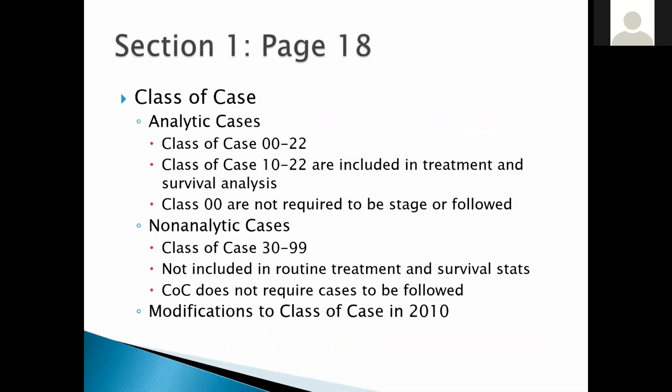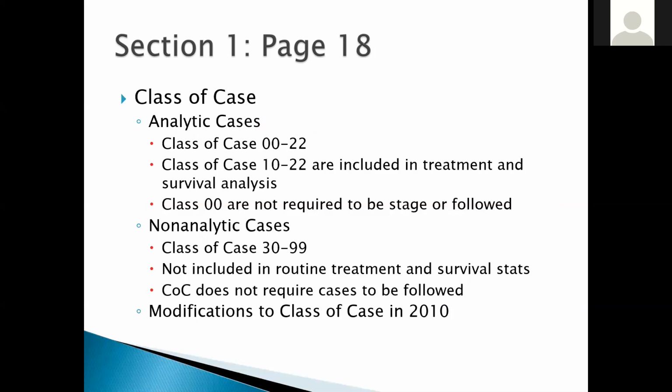Page 18 has additional clarifications about class of case that are not listed on the pages where the class of case data field definitions, codes, and explanations are given. So these rules may not make much sense to you right now. Right now, what you need to know about this page is that class of case codes 0 through 22 are considered analytic cases, in which the patient was diagnosed and or received part or all of their first course treatment at your facility.